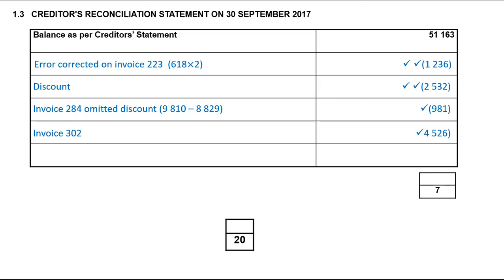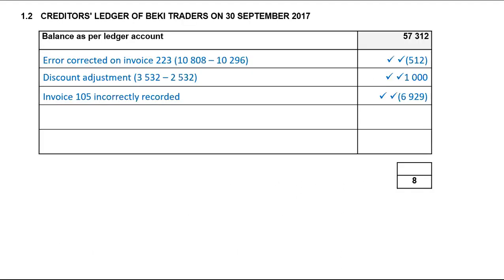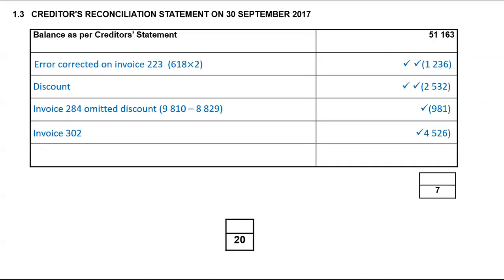The last one. AB suppliers have correctly charged interest of 69 rand on the account. So this one we will have to record. We got charged interest. We are going to increase what we owe AB suppliers. So it is interest expense. It will increase what we owe them and just get the total, which will be 50,940. It shall be the same in the creditors reconciliation statement. Done. Finito.